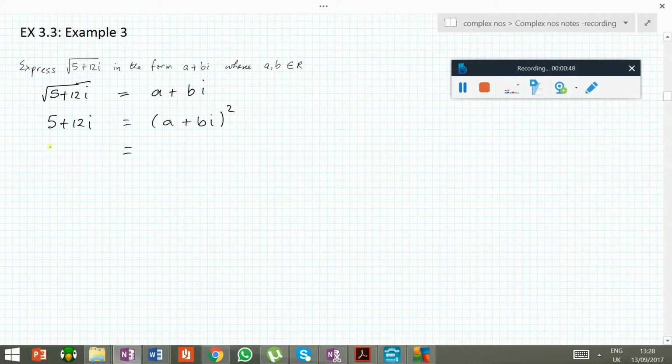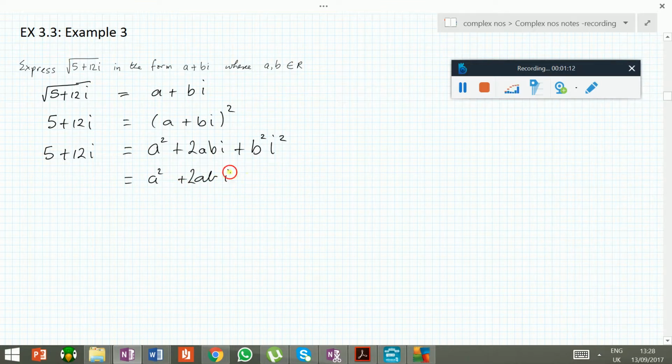And again, I'm going to use my shortcut to square this. The first to be squared is a squared, the second to be squared is b squared, i squared, and then twice their product would be 2abi. Now don't forget that i squared is minus 1, so you end up with a squared plus 2abi, minus 1 times b squared, which is minus b squared.